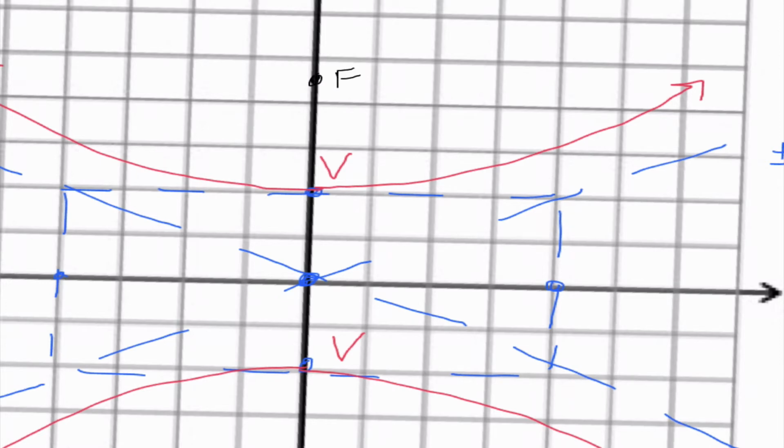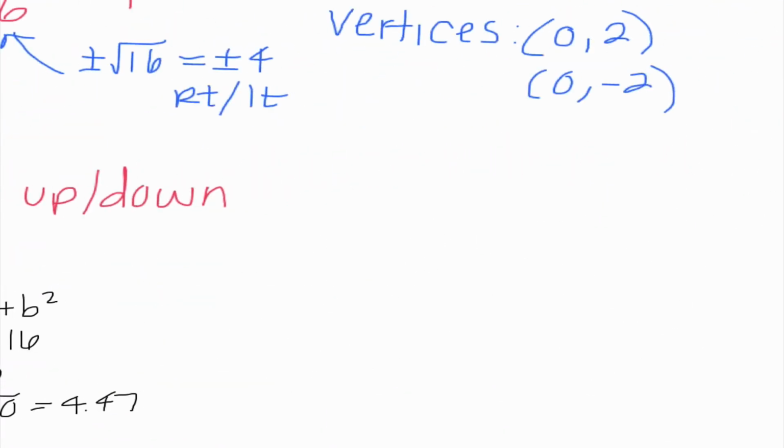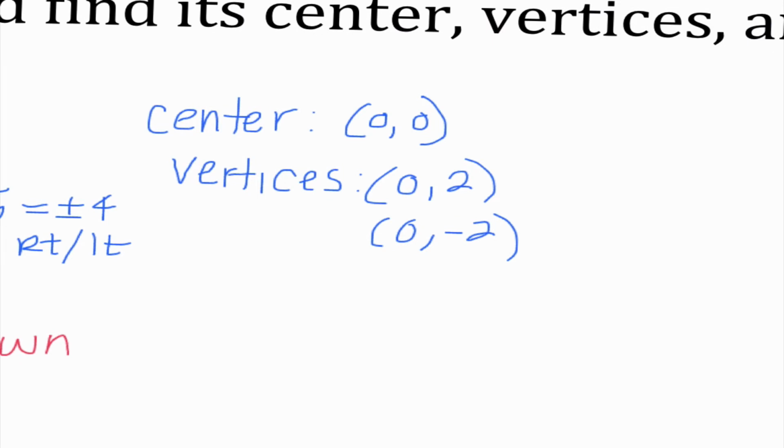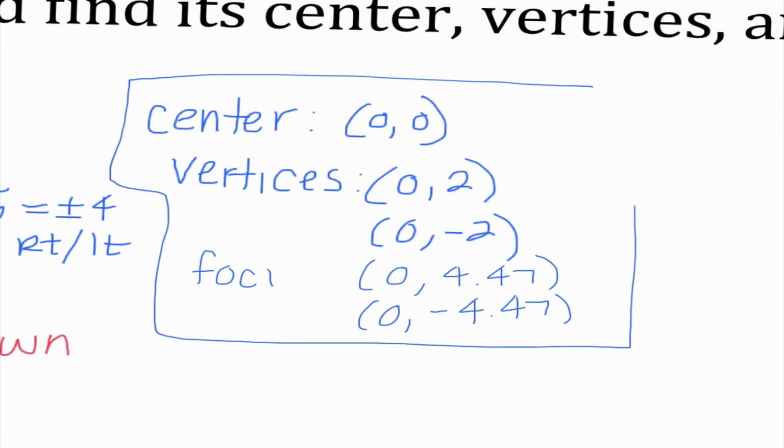Okay, so that means that I need to move up 1, 2, 3, 4.47. Okay, and there is one focus. And then I need to move down from the center 1, 2, 3, 4.47, and that is the other focus. So if I go ahead now and write out those ordered pairs, okay, I'm going to say foci, 0, 4.47, 0, negative 4.47. So these are the values that they were looking for.